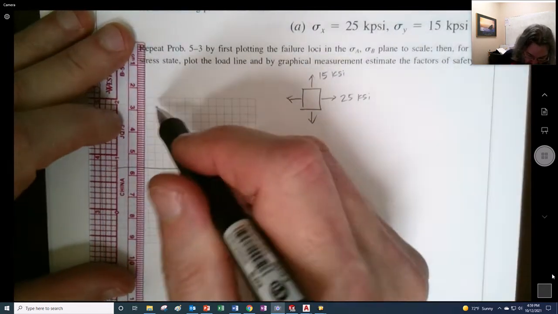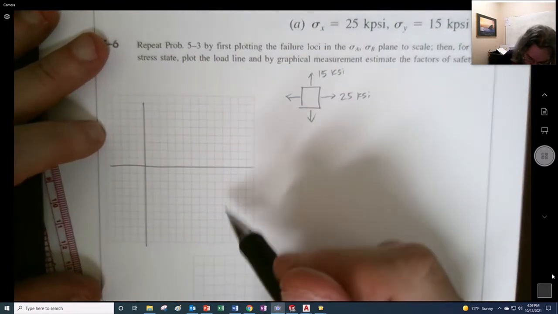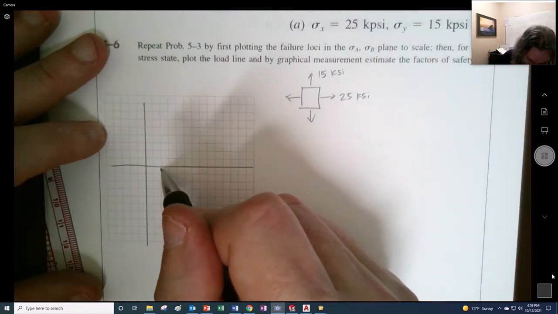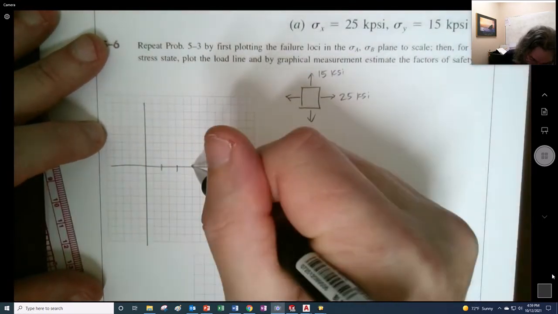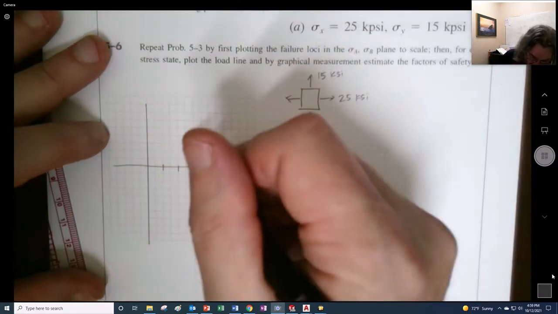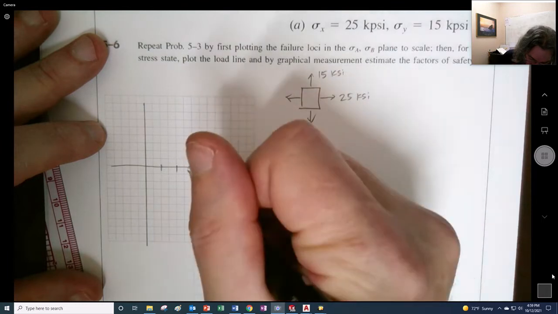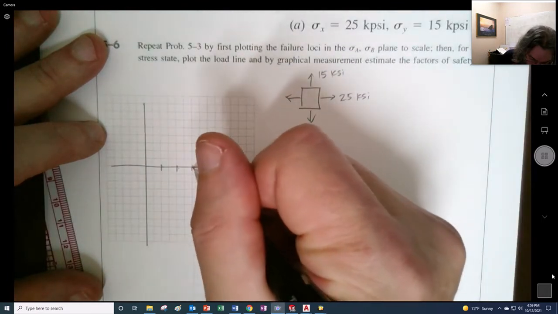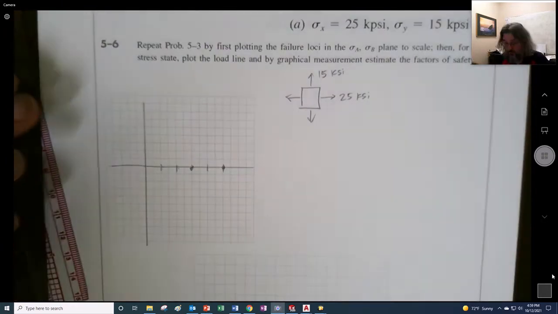I didn't do a very good job of that. It's okay. I don't know how big I want to make these things. Let's go. Here's 5, 10, 15, 20, 25. Good, right? So here's 25 right there. And here's 5, 10, 15. Here's 15 right there. So we got ourselves a Mohr circle.